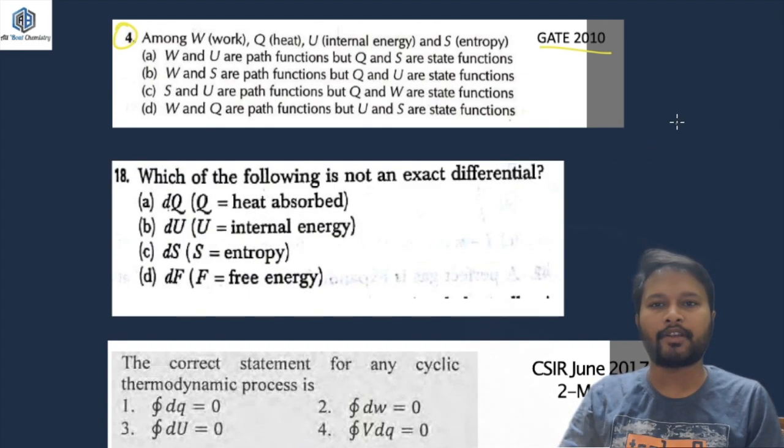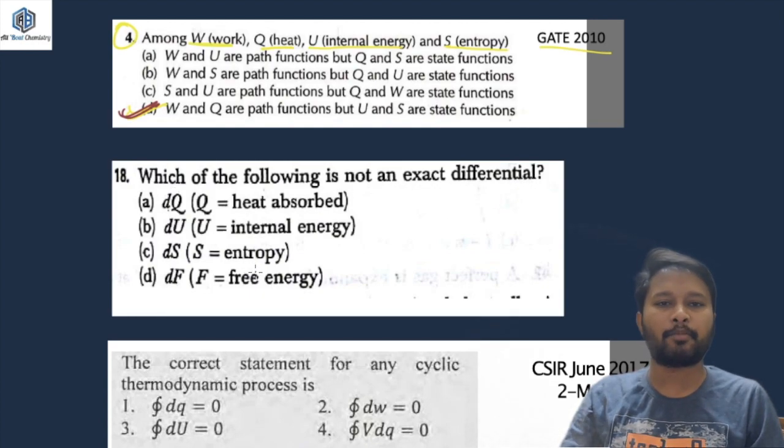Just now I told you that state functions are generally represented in capital letters. I have given you state functions as internal energy and entropy. I have not given you work done. Work done was not a state function, it was a path function. Similarly, the heat given to the system was also a path function. So option D will be the correct answer, that W and Q are path functions, but U and S are state functions.